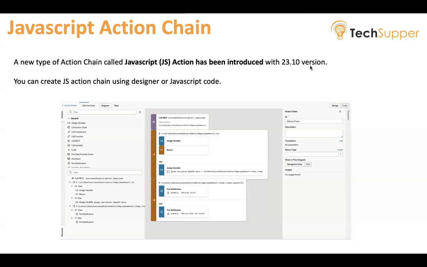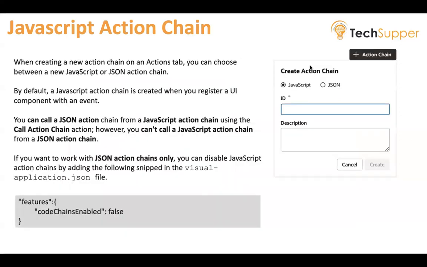Earlier, action chain was known as JSON action chain, and when you create an action chain, a complete JSON code gets created. But with this type of JavaScript action chain, JavaScript code will be created, and you are allowed to update that JavaScript code directly as well. So let's see what other features we have in JavaScript action chain.